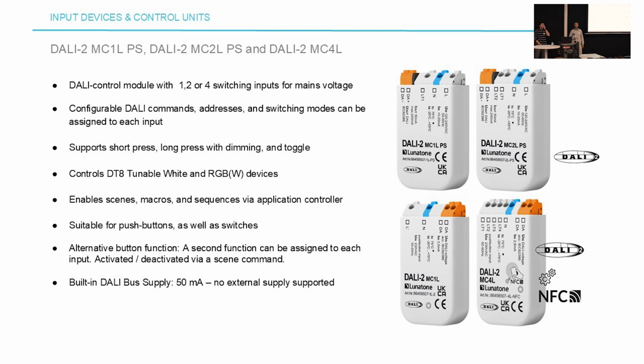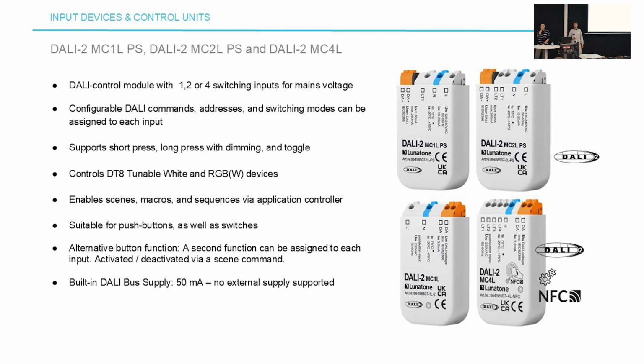You can enable scenes, macros and sequences via the application controller. Each of these devices can function with their own application controller and is multi-master capable. And they also can be used with a BMS system, for example, just via the DALI groups. The MC1 LPS and MC2 LPS feature 50 milliamps and are perfect for small installations.